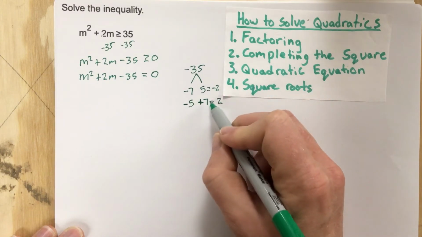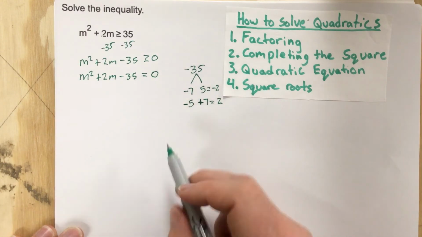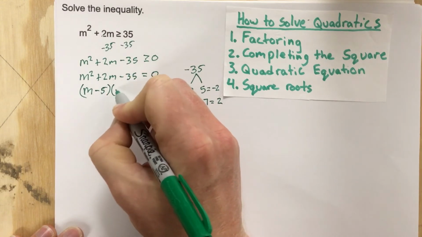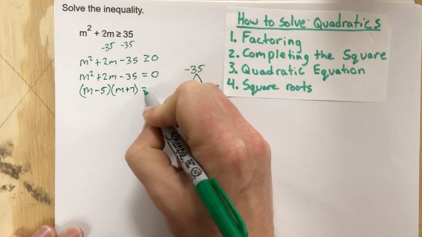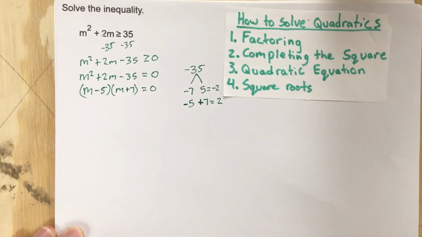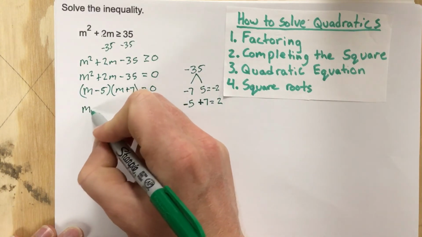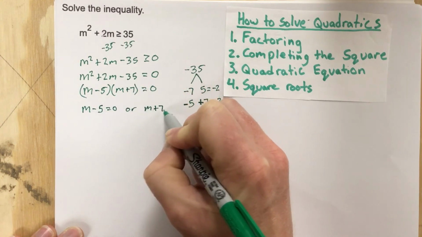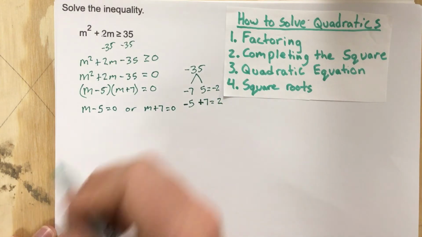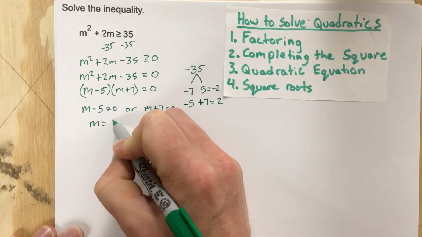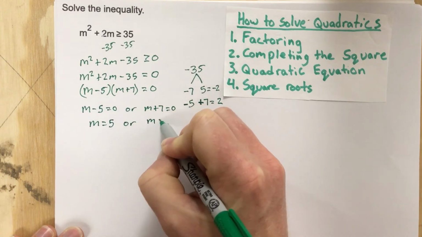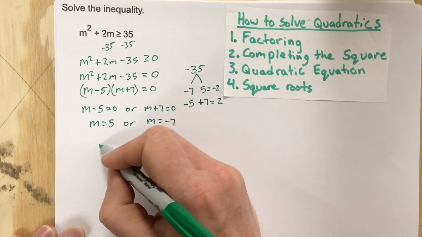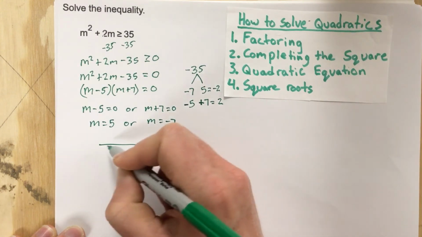So I want to use these factors here because I have positive 2 there. So I'm going to factor it and say m minus 5, m plus 7 is equal to 0. Now I can use the zero product property and say m minus 5 equals 0, or m plus 7 equals 0. Add the 5 over, I get m equals 5, or m equals negative 7. These are the roots. I can now use the number line to actually look at this inequality.